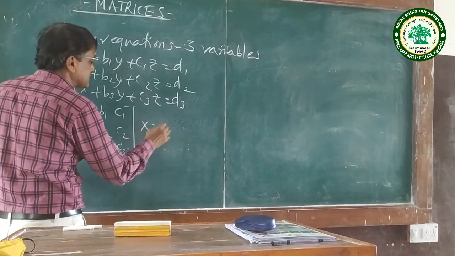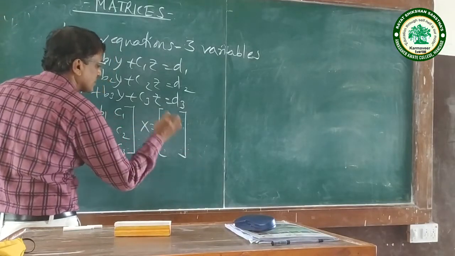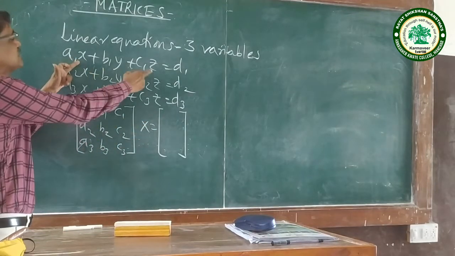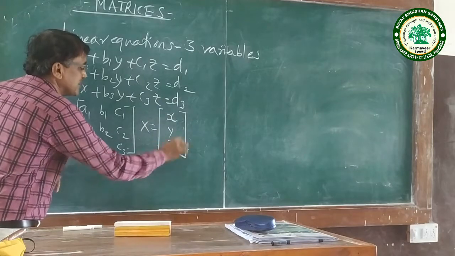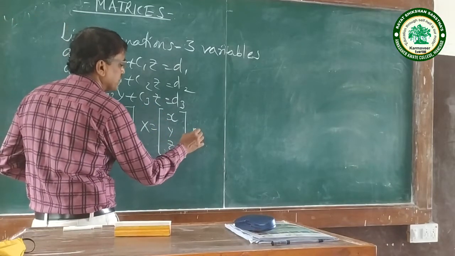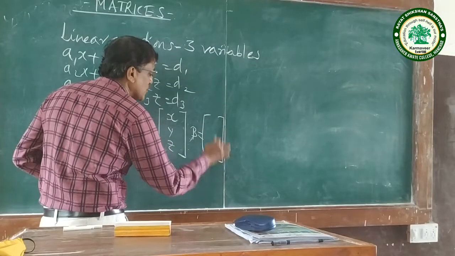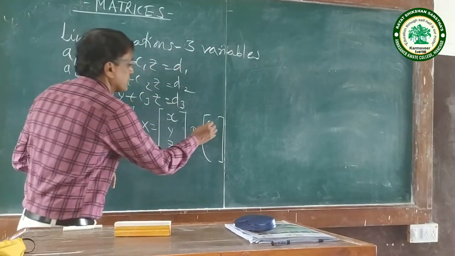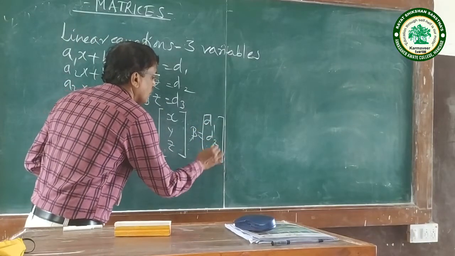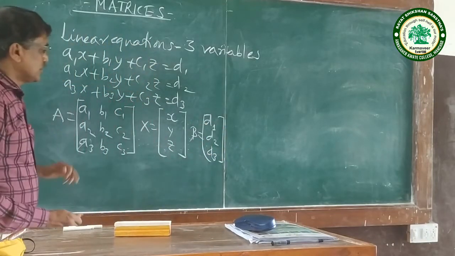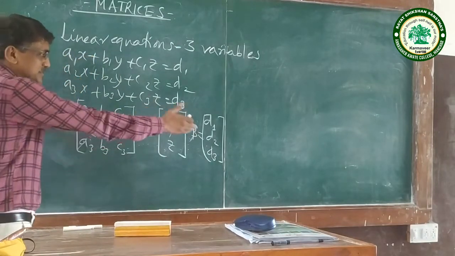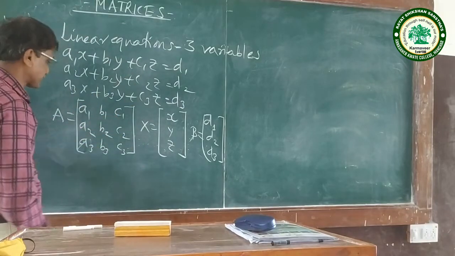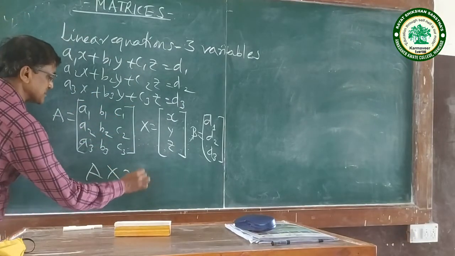Now matrix X. It is the column matrix of variables. There are only three variables x, y and z. So column matrix of x, y, z. And the matrix B is once again a column matrix of constants on the right sides, d1, d2, d3. Using these three matrices, we can write these equations in matrix form as AX is equal to B.